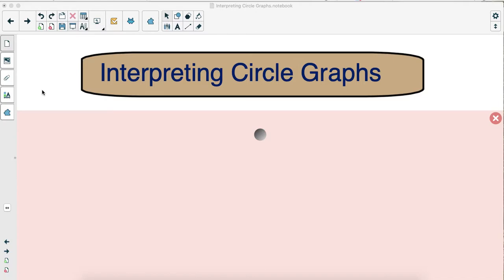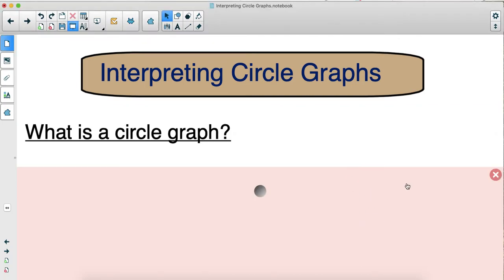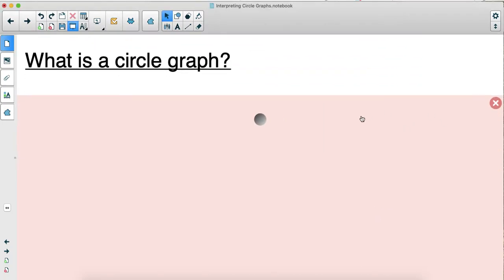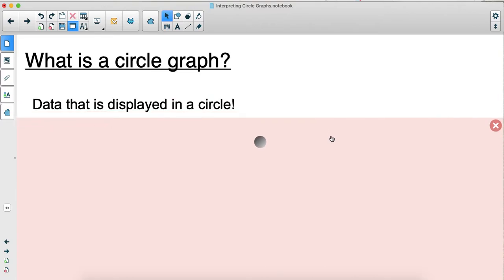Looking at exploring circle graphs, what we're going to start with is what is a circle graph. So we're going to keep it real simple. I think most of you have seen one before. Some people refer to it as a pie chart. That is fine also. So we're going to say that a circle graph is data that is displayed in a circle. So you need to look at that data and try and figure out what it is telling us.